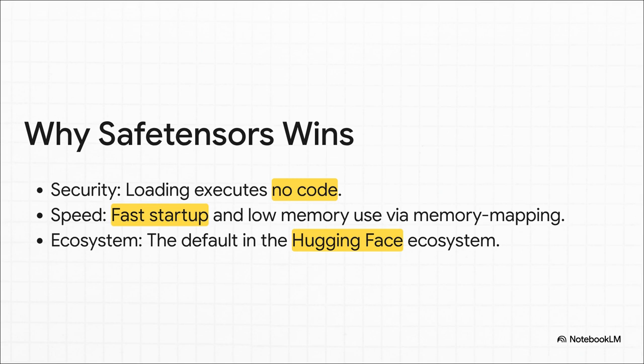It only stores the numbers, the weights, and a little bit of info about them. That's it. There's literally no way to hide executable code inside. And get this, as a bonus, it's also way faster to load because it can map the file straight into memory without hogging all your RAM. The fact that huge platforms like Hugging Face have made it their default really tells you everything. It's the new gold standard for sharing models safely.